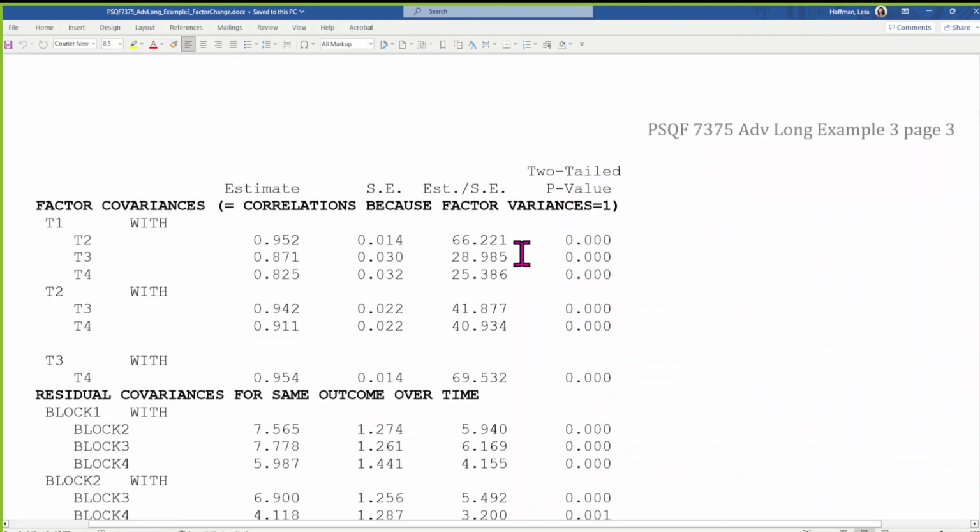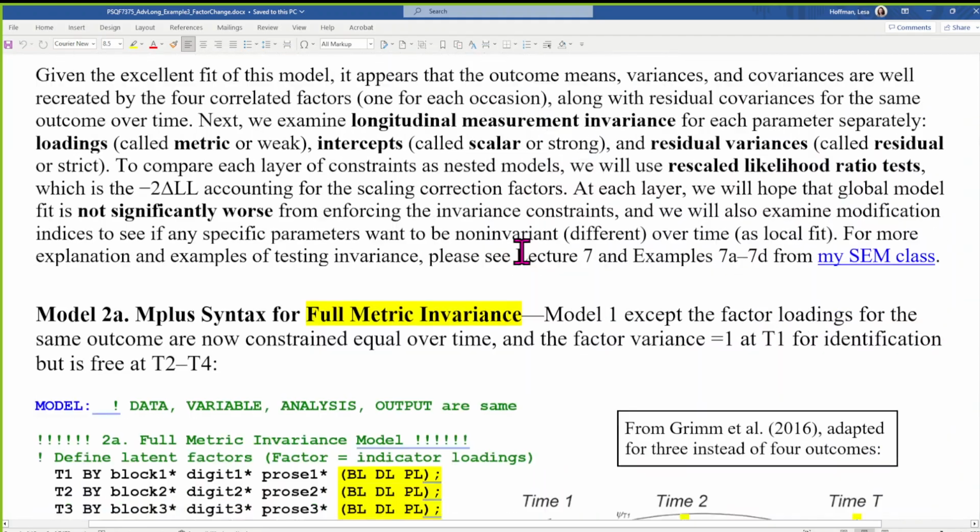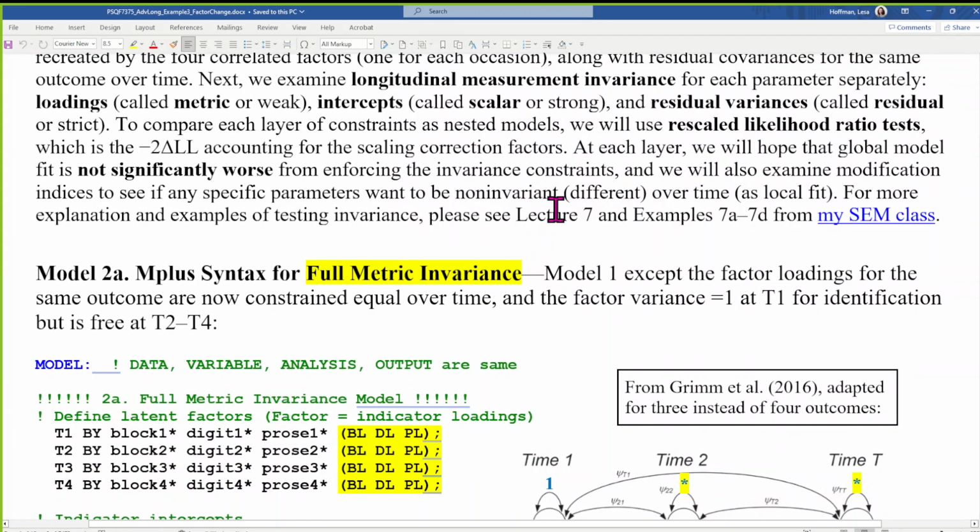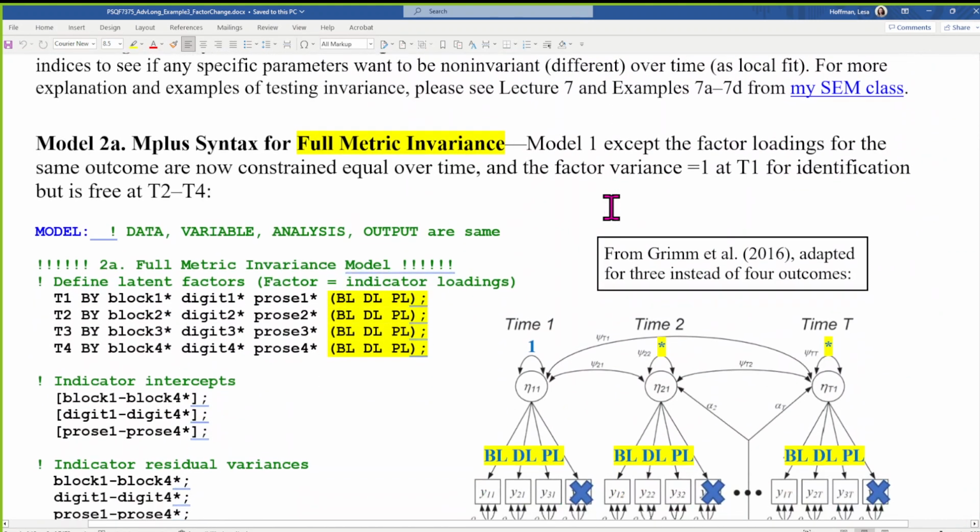All right. Where were we? Okay, yes. So now we're in the invariant story. And so I tried to make it easy on us by color coding this, okay? So things that have changed are in yellow. The next layer will have its own color. So the terminology that we're using here is this is a metric invariance model. That is a term that means all of the loadings have been constrained to be equal over time for the same outcome.